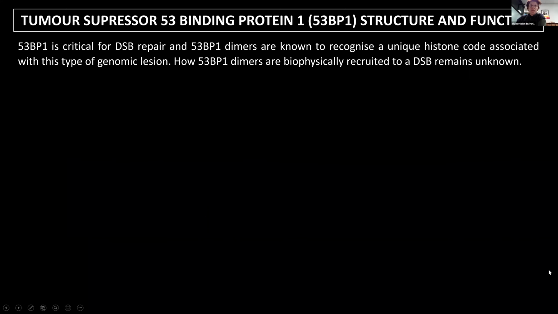But an outstanding question is, how do DNA repair factors arrive at a double-strand break that can occur anywhere in the genome? So one DNA repair factor that we're interested in is 53BP1, and it's critical for repair of double-strand breaks, and in particular the repair pathway choice. And 53BP1 dimers are what are thought to be the active form, and they're known to recognize the unique histone code associated with the double-strand break.